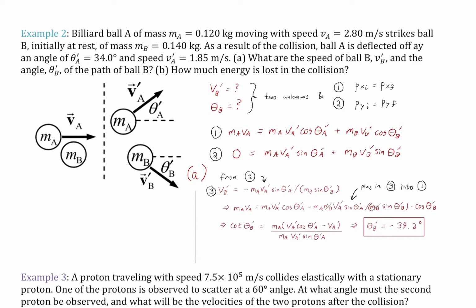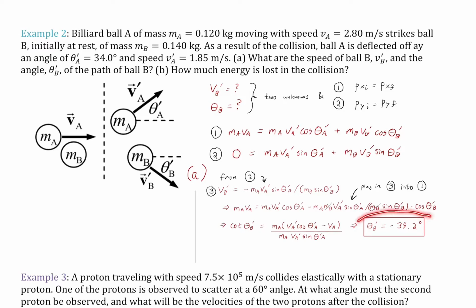So then I can go ahead and solve for, or at least isolate, theta B prime, the final angle of ball B. It ends up being cotangent because I have a cosine over sine. And then I just solve this for the angle, just doing an inverse cotangent, or taking the inverse of both sides if you don't want to do an inverse cotangent on your calculator. That way you can do an inverse tangent. However you want to do it, I just solve for that angle.